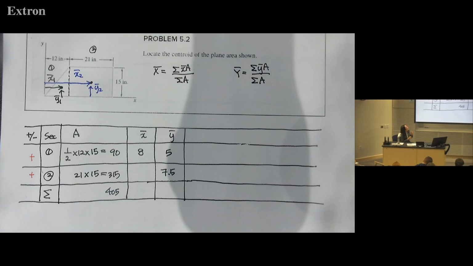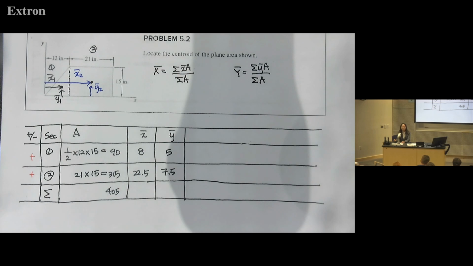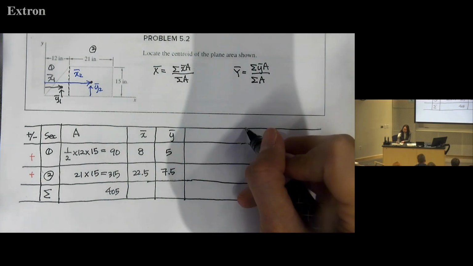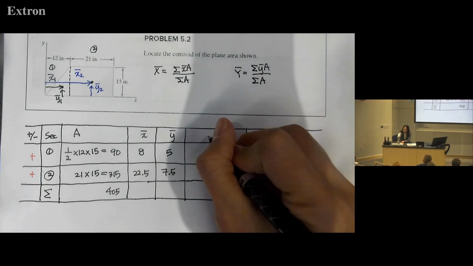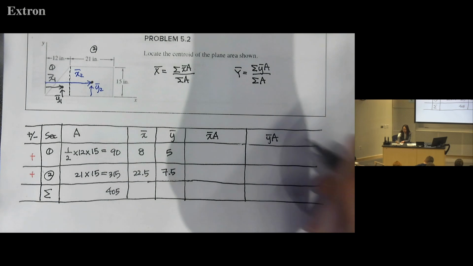That's right. And then how to calculate? So 12 plus half of 21, right? So 12 plus half, so it's 22.5. Great job. And then now the remaining part, I use the larger portion, and then we can calculate x bar A and then y bar A.